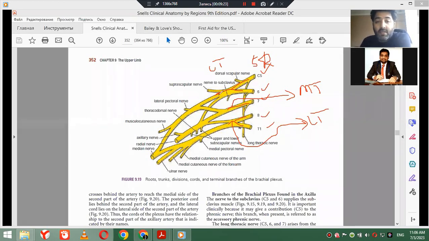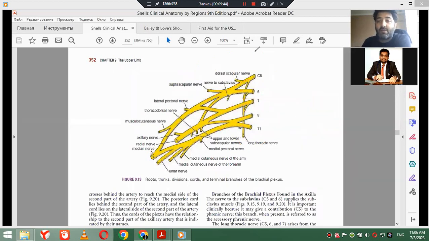Okay, so now each trunk divides into anterior divisions and posterior divisions. So two divisions are forming. Trunks are 3 in number. Divisions are 6 in number. Okay, so all these divisions, anterior division, posterior division, anterior division, posterior division, they are 6 in number.